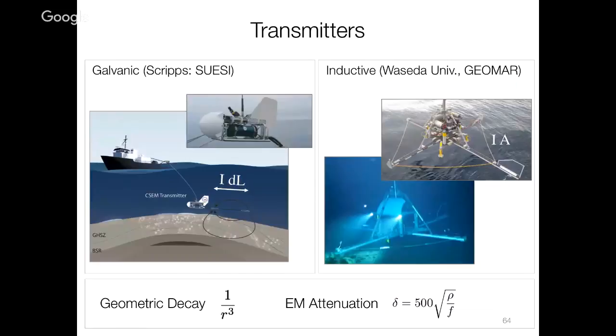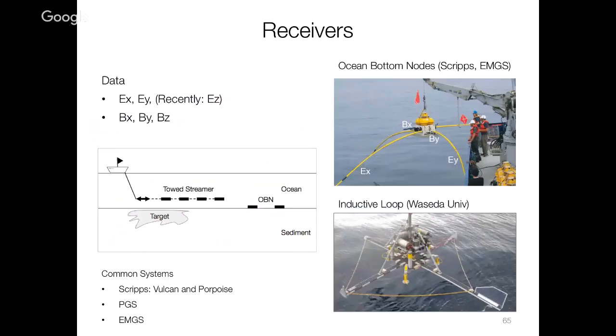Those are the transmitters. The important thing is it's a dipole here, so there's a geometric decay of 1 over r cubed, and anything that's in the frequency domain has got an attenuation that's given by the CSEM skin depth.